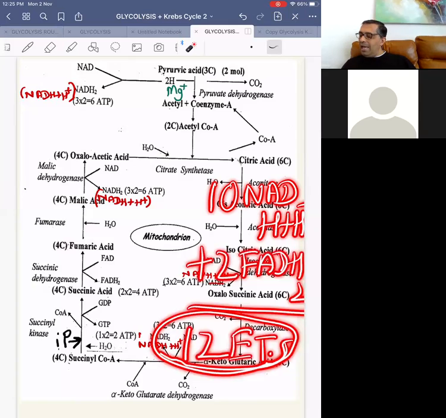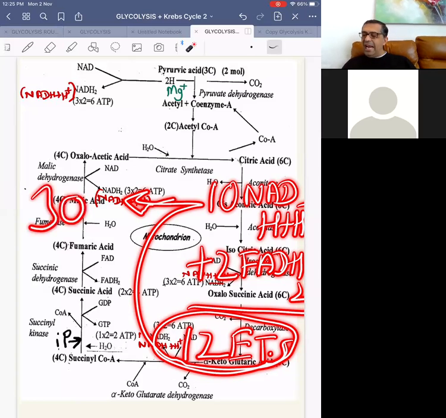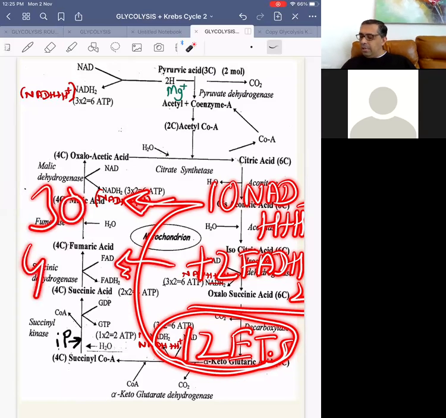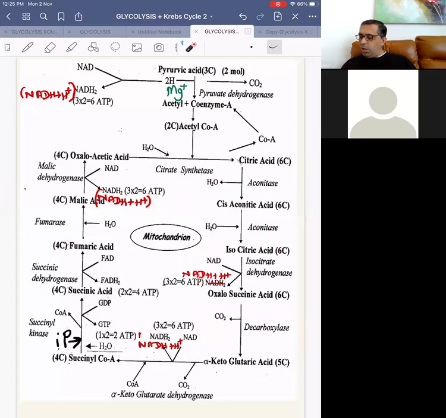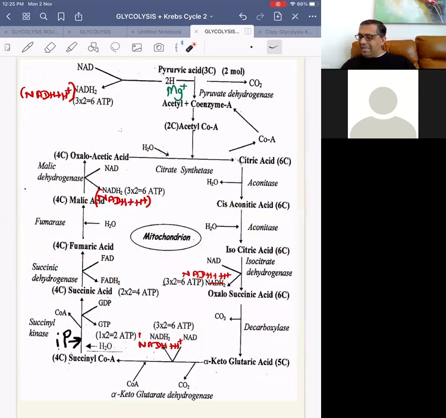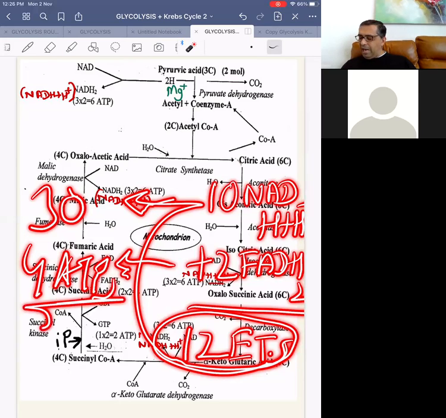Golden words. How much ATP is formed from one NADH2? From one NADH2, 3 ATP. So 10 NADH2 will give you a total of 30 ATPs. And one FADH2 gives 2, so 2 FADH2 will give you 4 ATPs. And a total of 30 plus 4, a total of 34 ATPs are formed, and that is the total production.